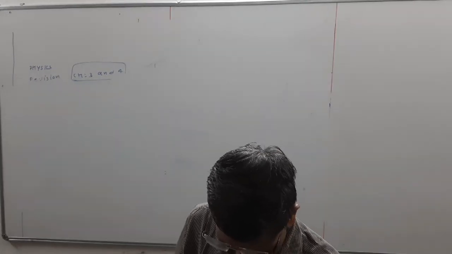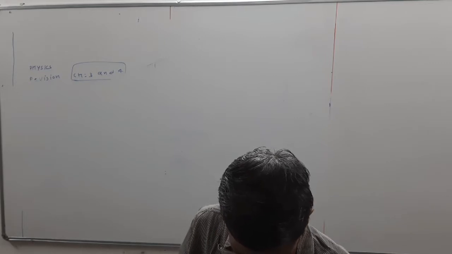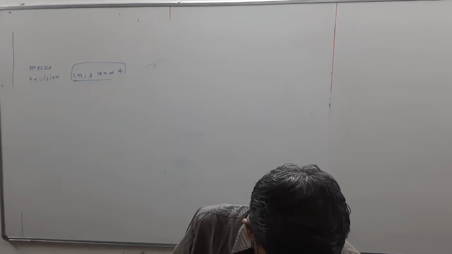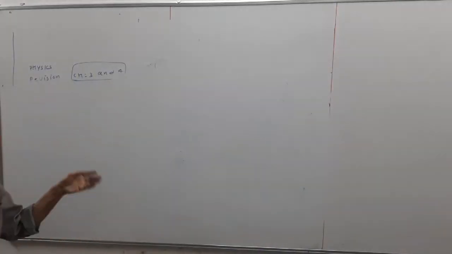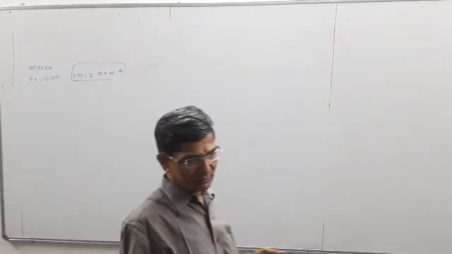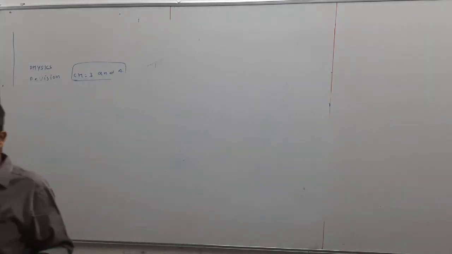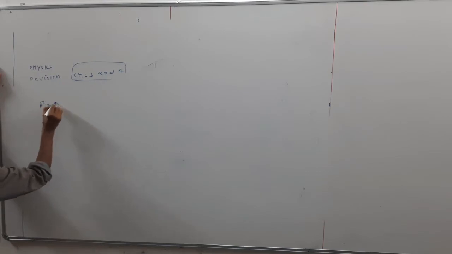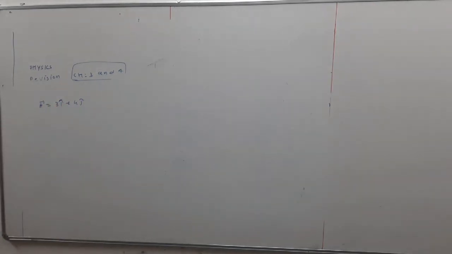Now we take some questions regarding vectors. We start with some basic questions related to the unit vector. Now let us see how to find out the unit vector of a given vector. Let us say A is equal to 3i plus 4j. How do we find out the unit vector of this?